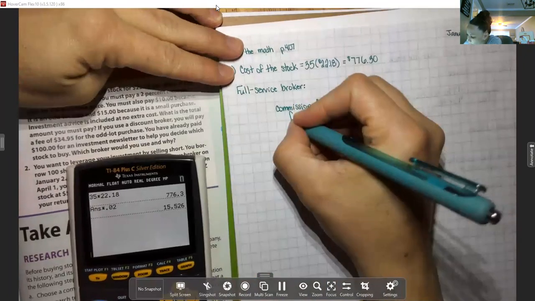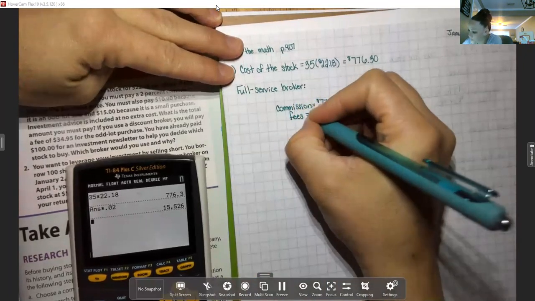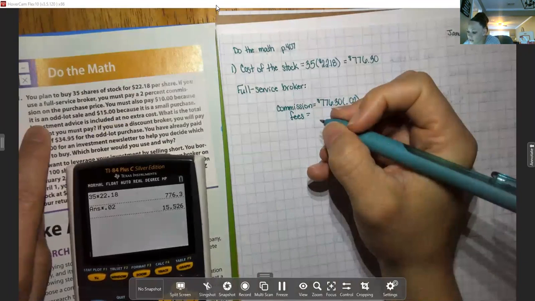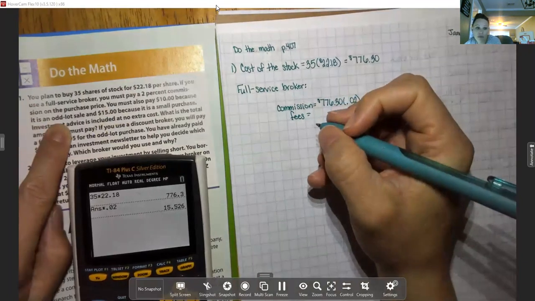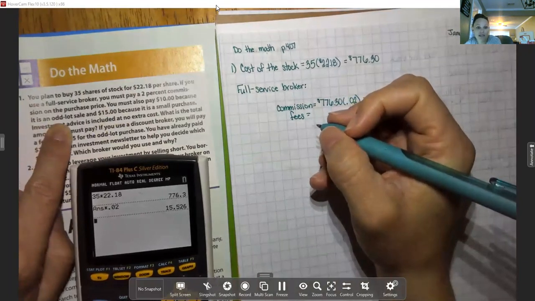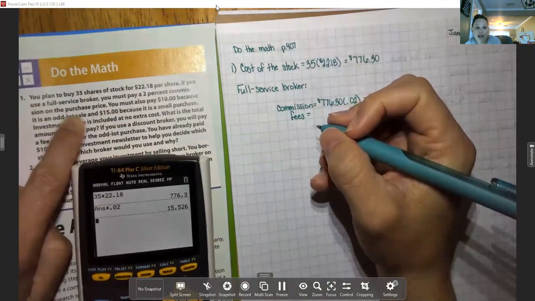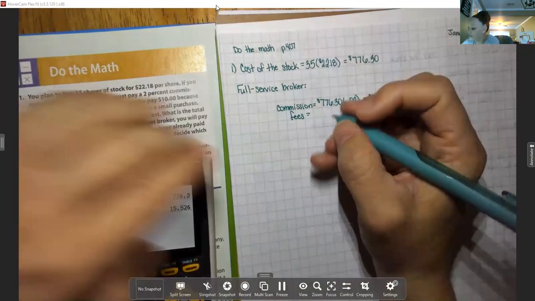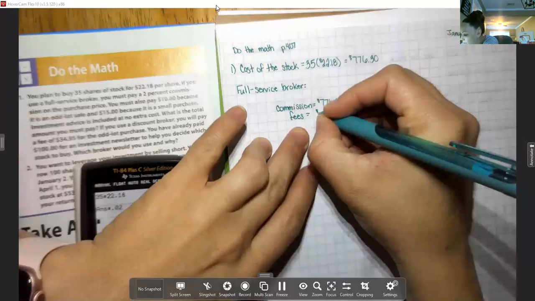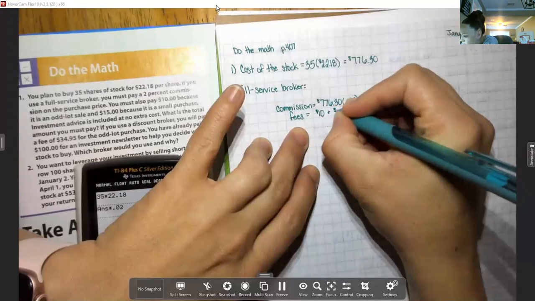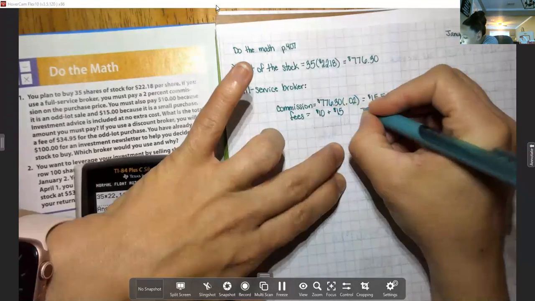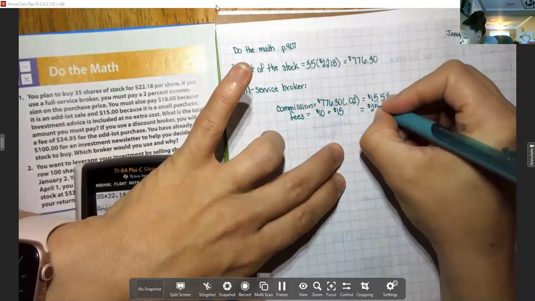And then we have some fees. A $10 fee because it's an odd lot sale. Remember, odd lot means it's not a multiple of 100. And a $15 fee because it's a small purchase. So the fees here are $10 plus $15. So the fees have a total of $25.